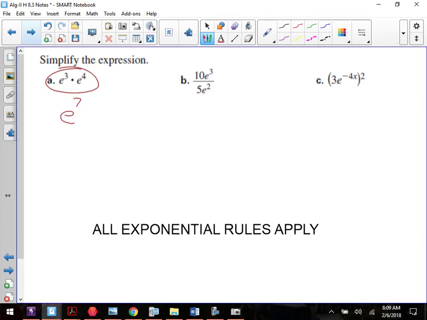10e to the 3rd over 5e squared is? Okay. 3e to the negative 4x squared. Your exponent rules. Remember, treat this like you would anything else.